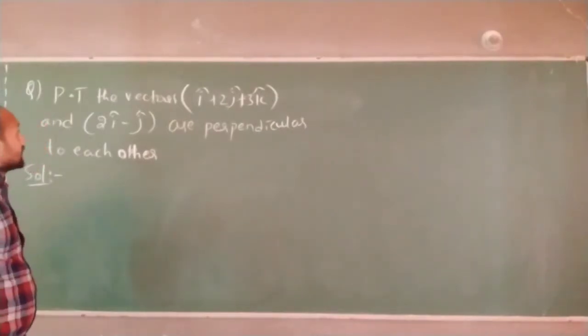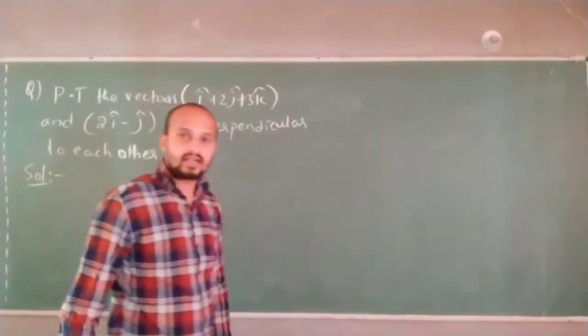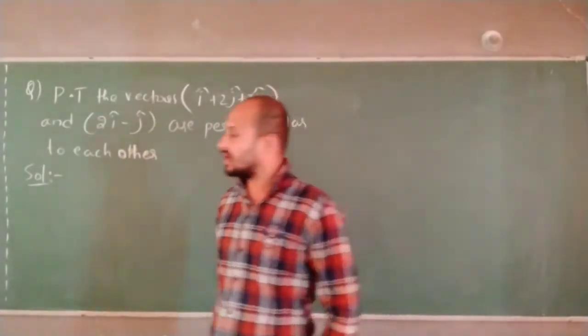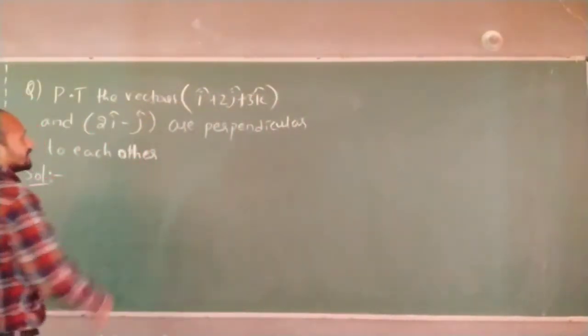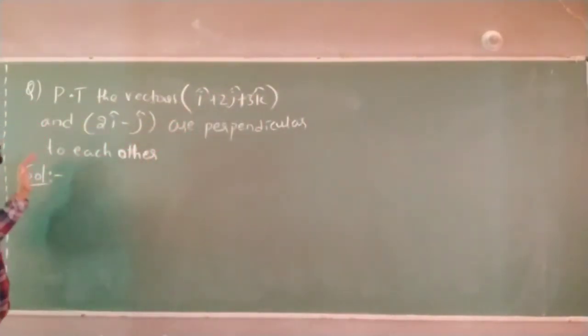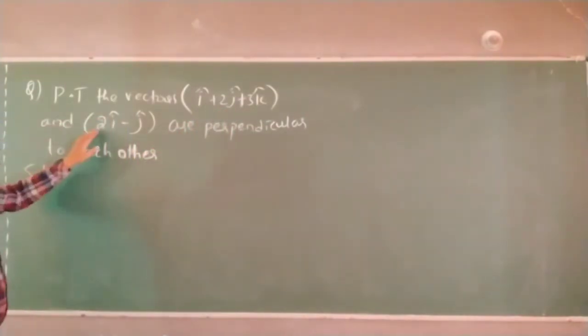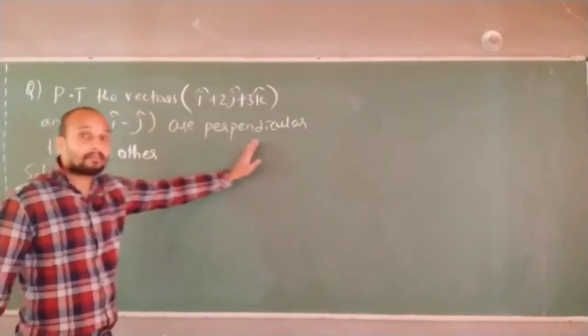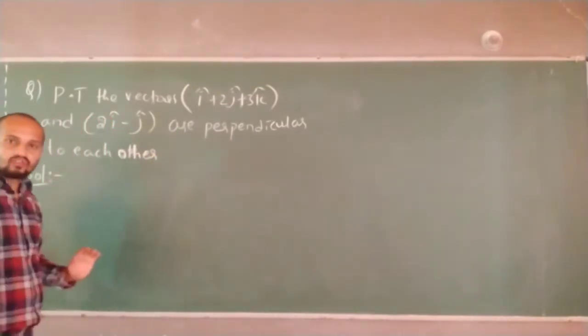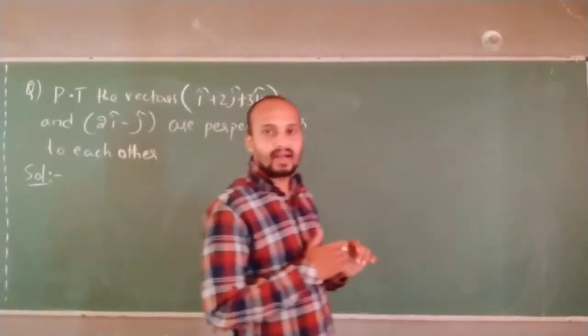Let us solve some numericals on product of vectors. The first problem I am taking here: prove that vectors i cap plus 2j cap plus 3k cap and 2i cap minus j cap are perpendicular to each other. So I must prove that they are perpendicular to each other.